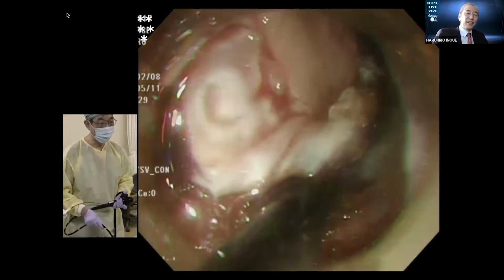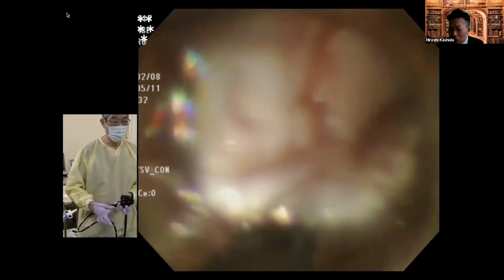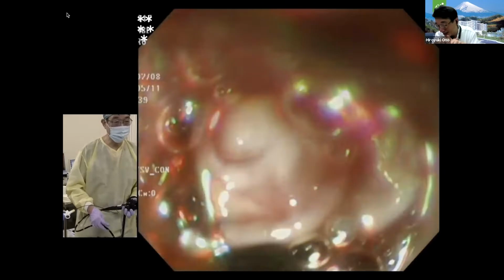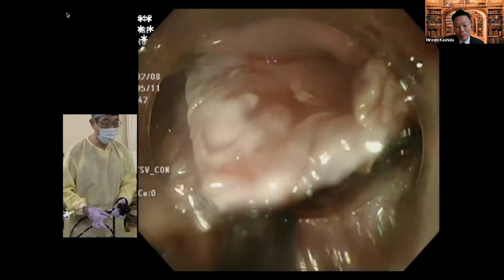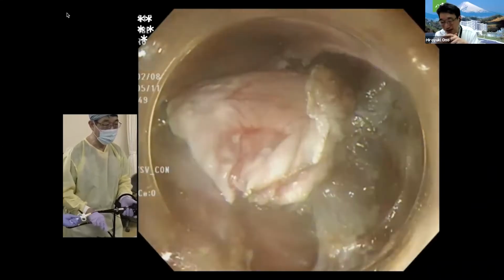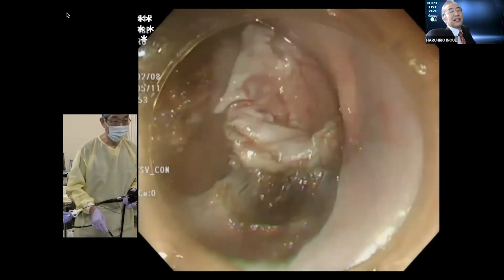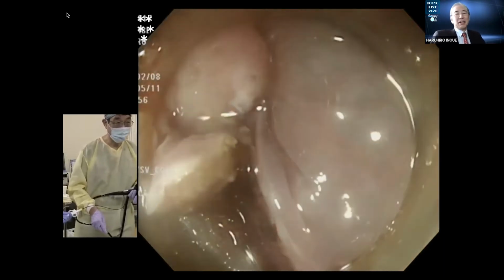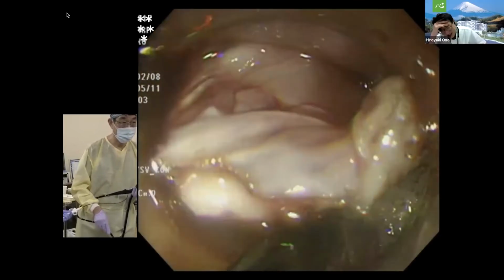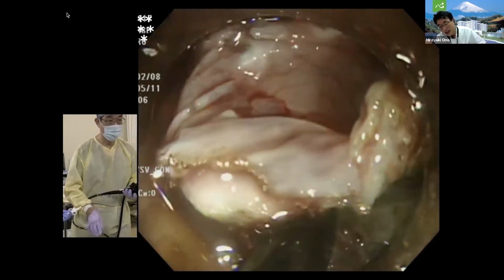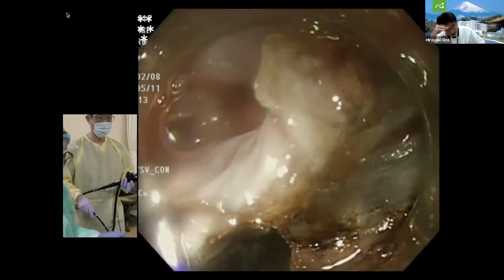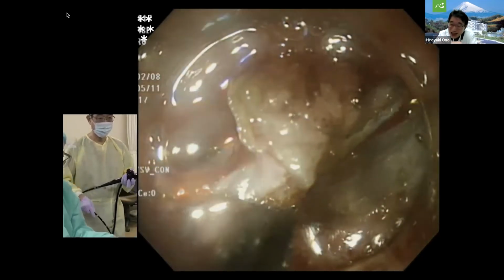I'm afraid there was something like a hole, so I have to cut another area. But anyway, after that, I have to see here. So that was the proper muscle layer. This is a lesion with severe fibrosis. I have to dissect more carefully.